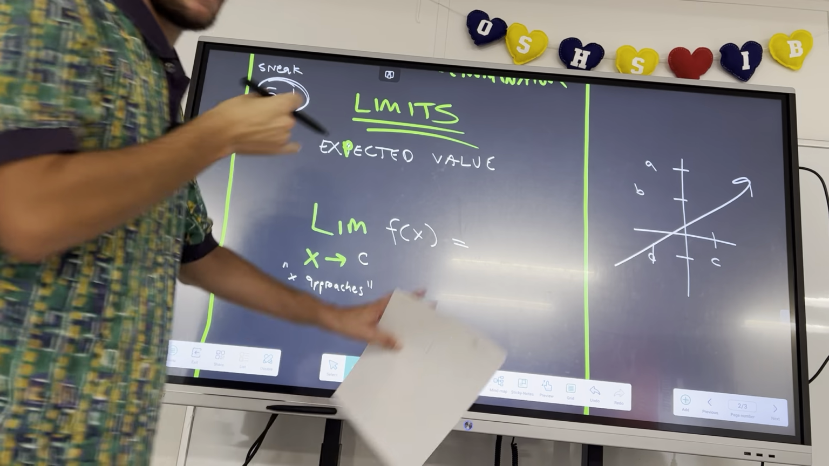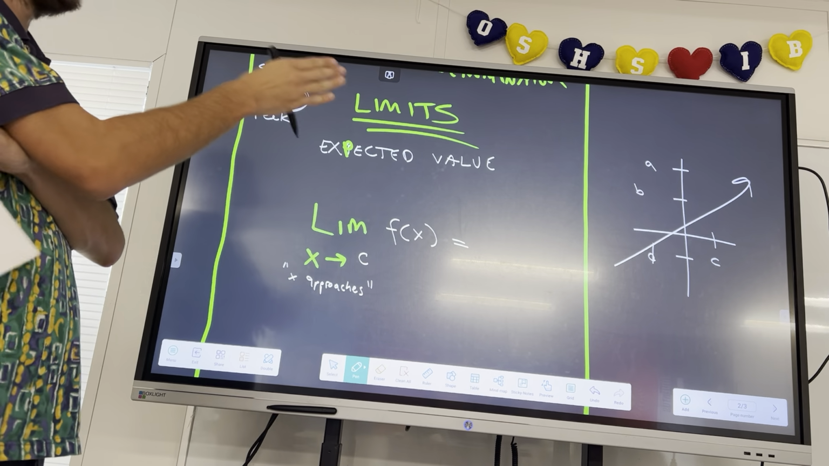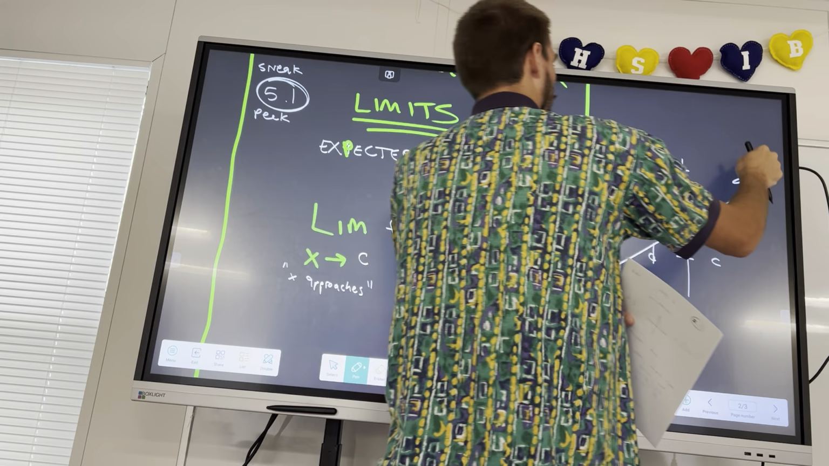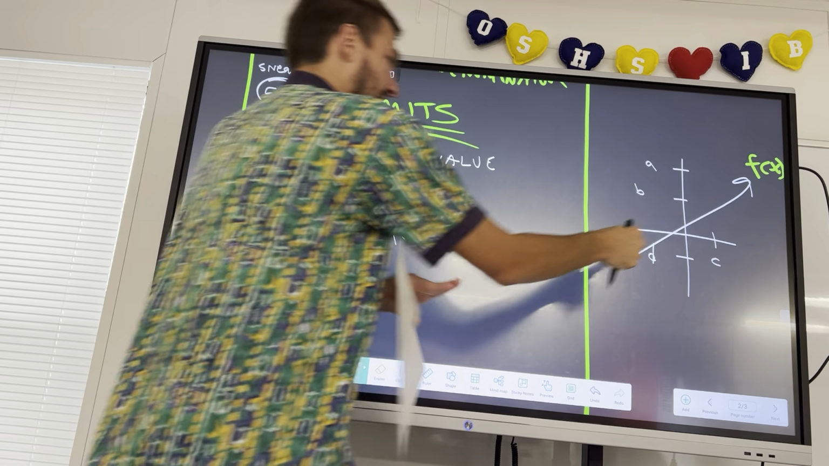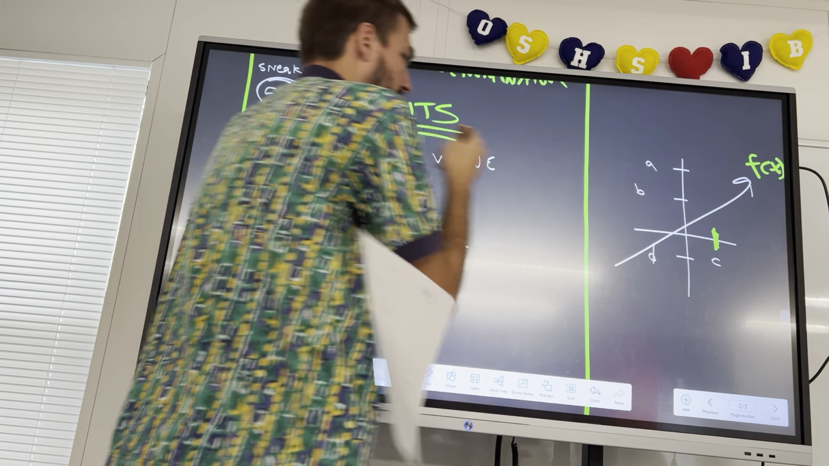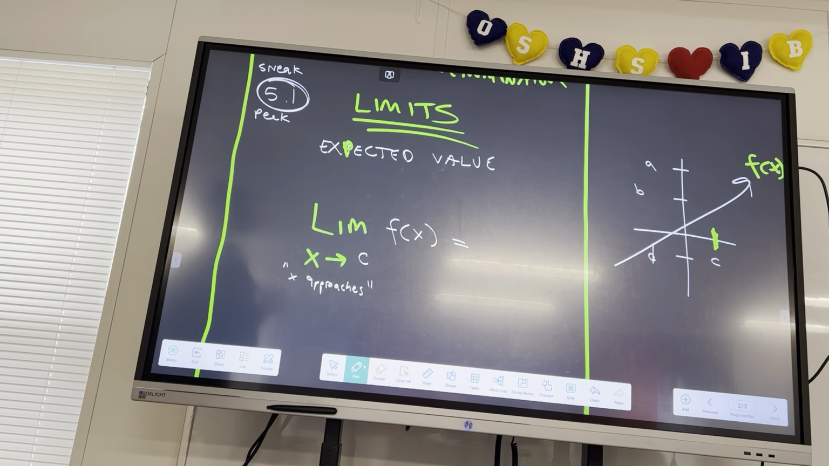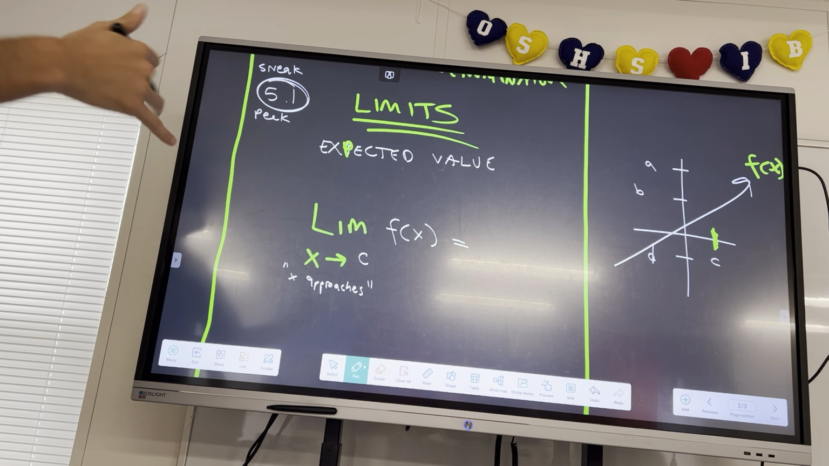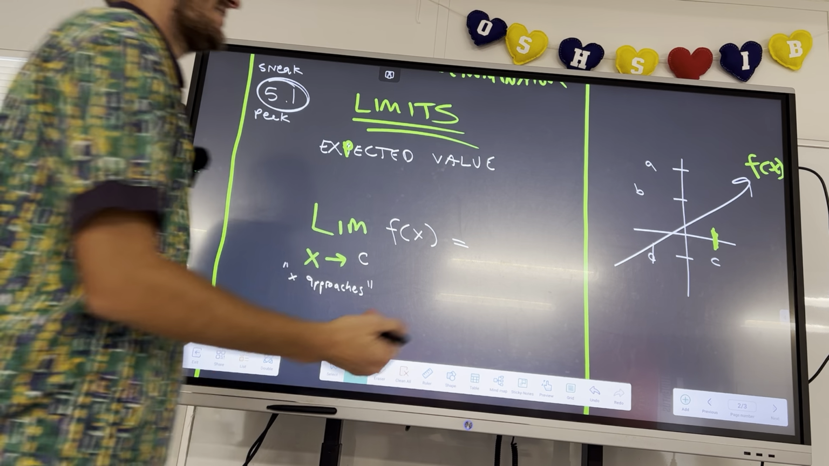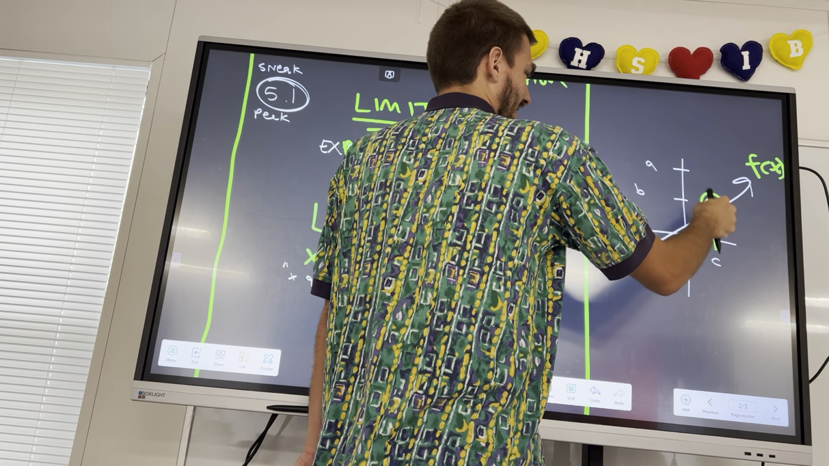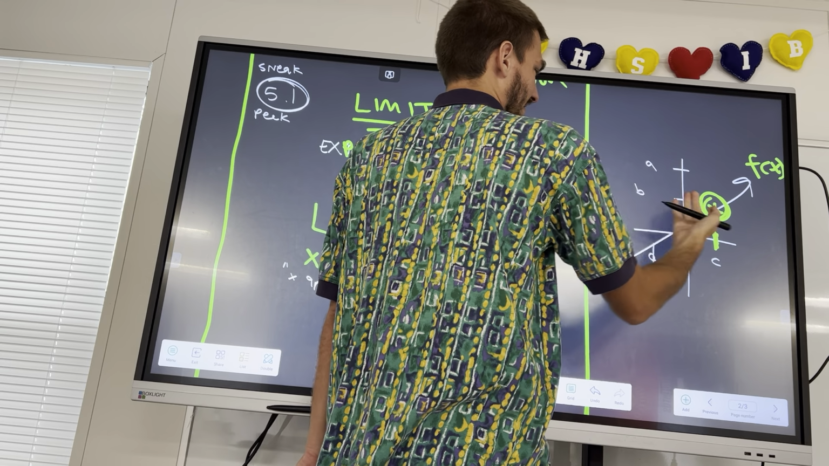So think about it now, given this example, for our line f of x, maybe I should label it f of x. Here's our x value c right here. And what is the expected value as x approaches c? Do you expect it to be a or b or d? B. It's not hard, actually. In fact, it's kind of a dumb question still. It looks like it's gonna be B.